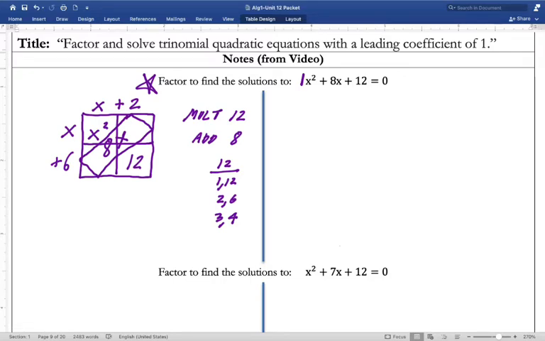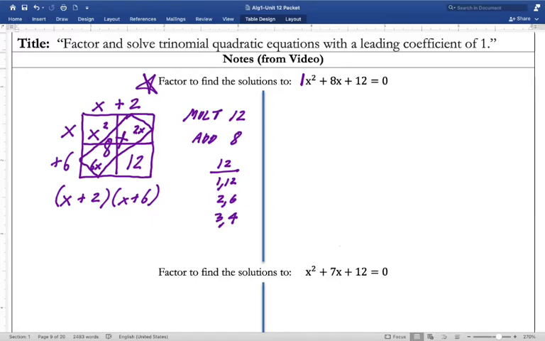Well, 2 times 6 is 12, so I do get that. And 2 times x would give us the 2x, and 6 times x would give us the 6x. And both of those boxes now add up to 8x. So hey, it works. And what I've just done is found the factors, namely x plus 2 and x plus 6. Those are the factors.